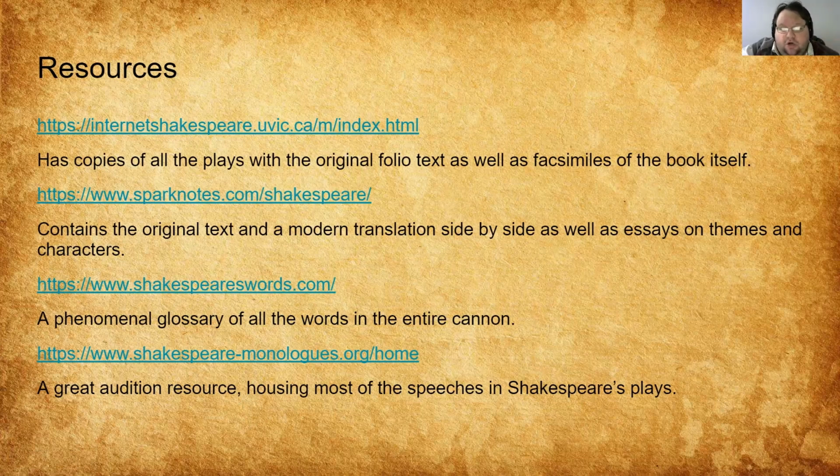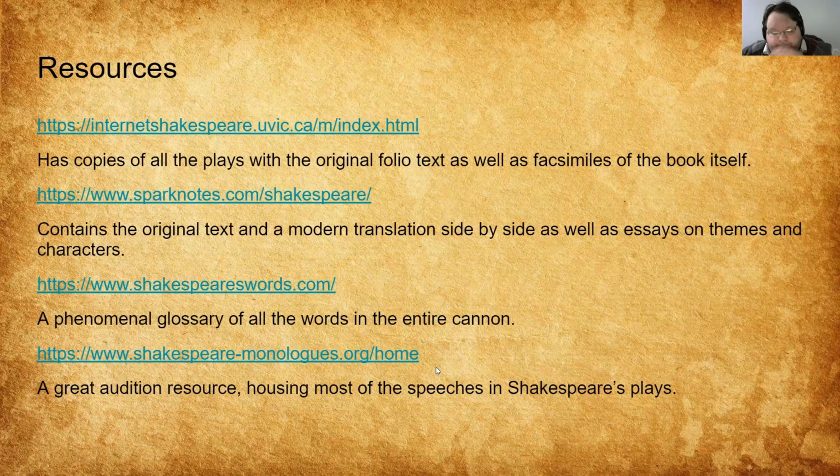It's in Shakespeare's Words. So if you have a word that you have no idea what it means, go to Shakespeare's Words. You can just look it up. It's going to be there. And I believe they also have every time it's used in all the different plays.